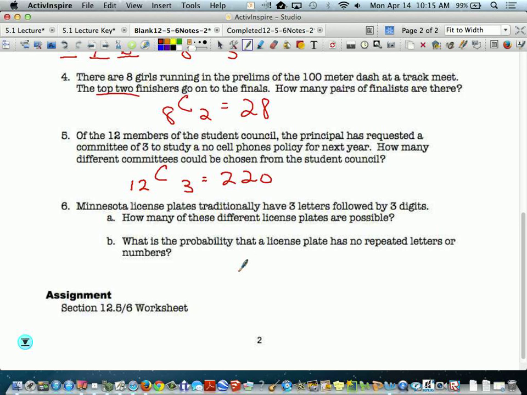All right, Minnesota license plates traditionally have 3 letters followed by 3 digits. How many of these different license plates are possible? So 26, 26, 26. Digits, remember, there are 10 of them, 0 to 9, 10, 10, 10. So on your calculator, you can type in 26 cubed times 10 cubed. What do we get?